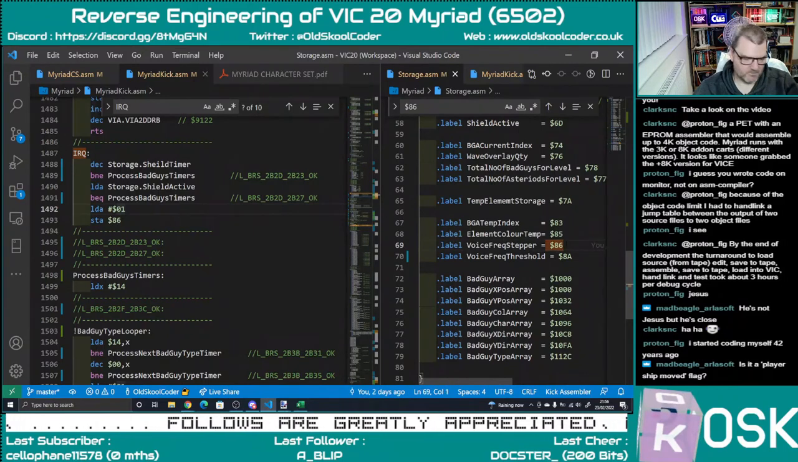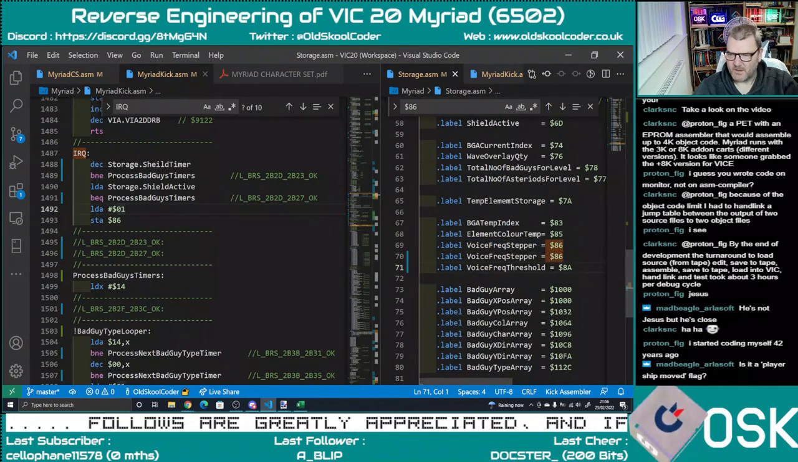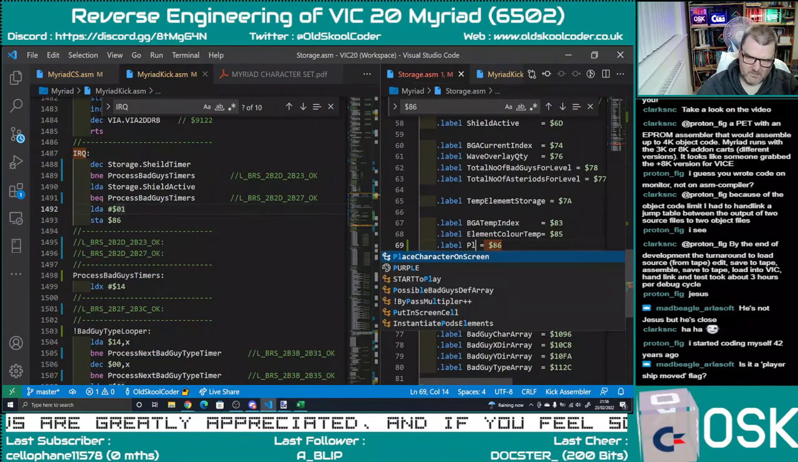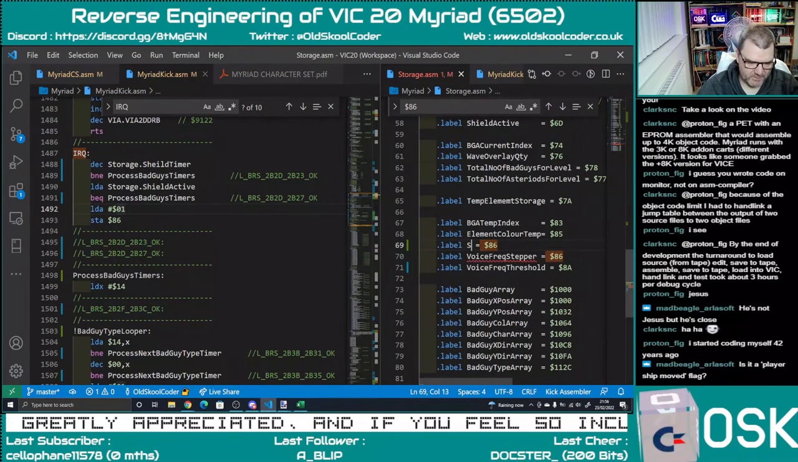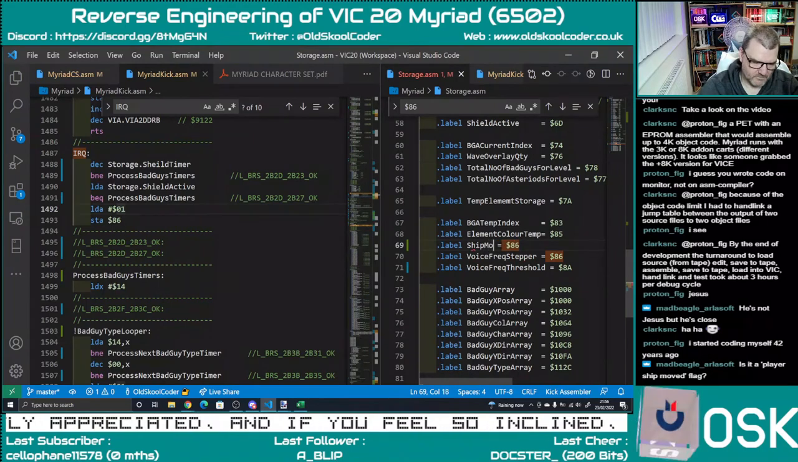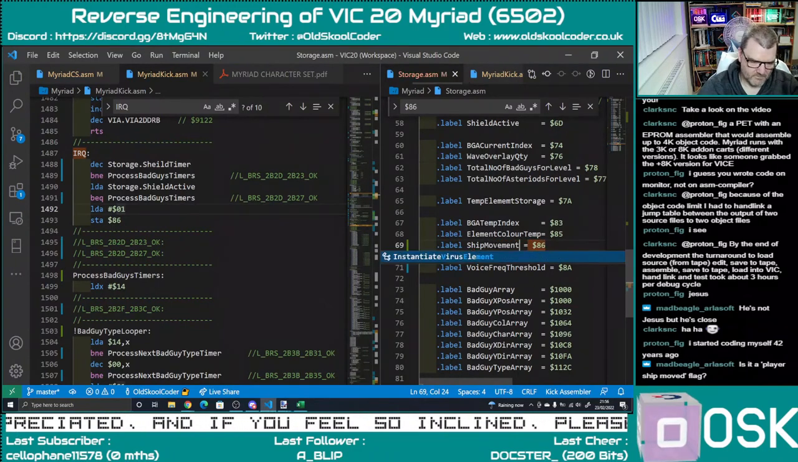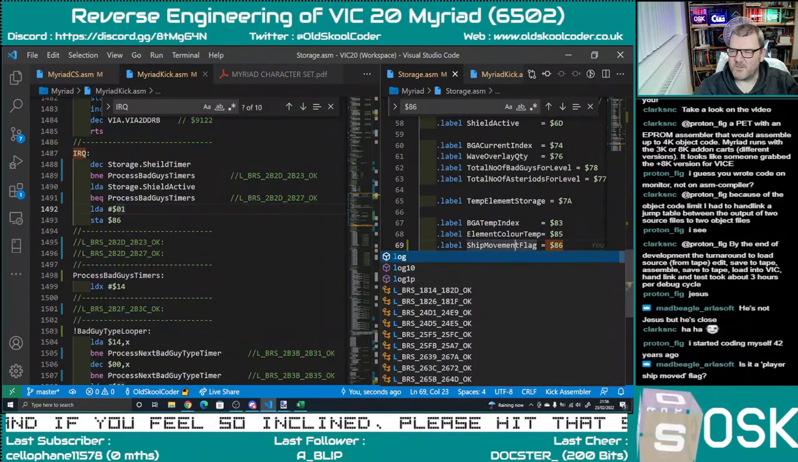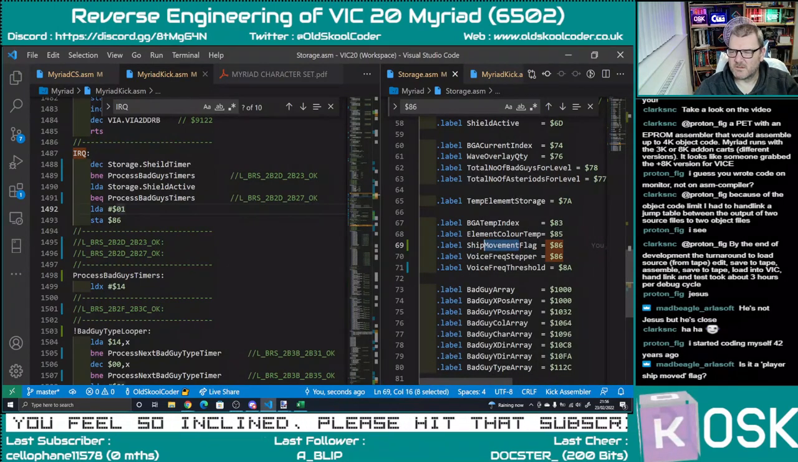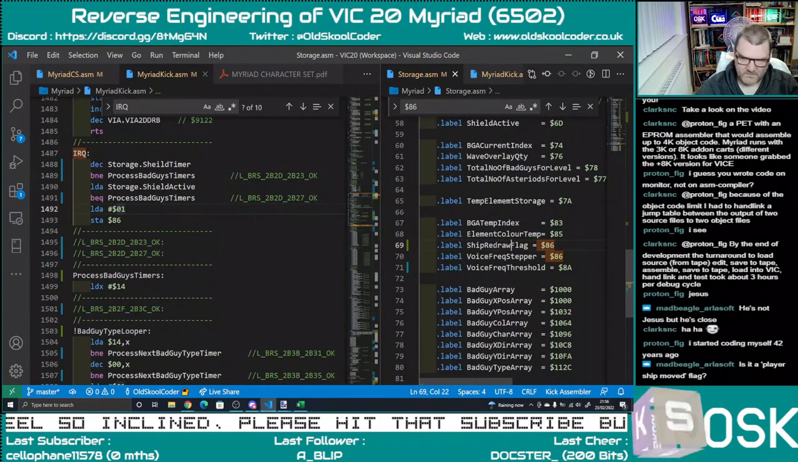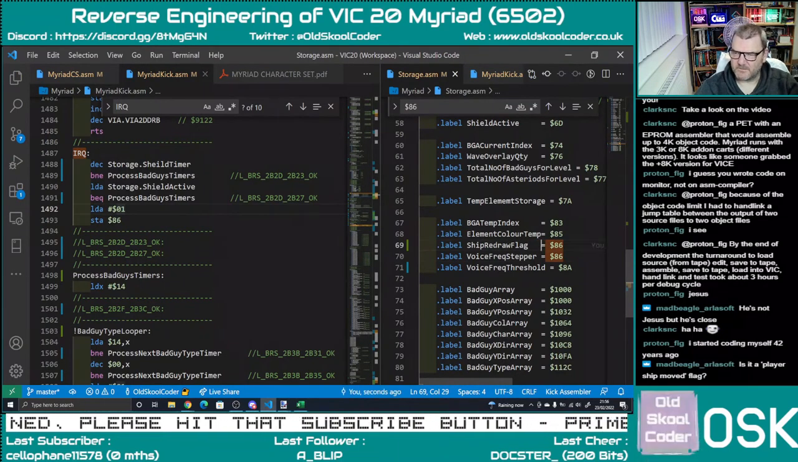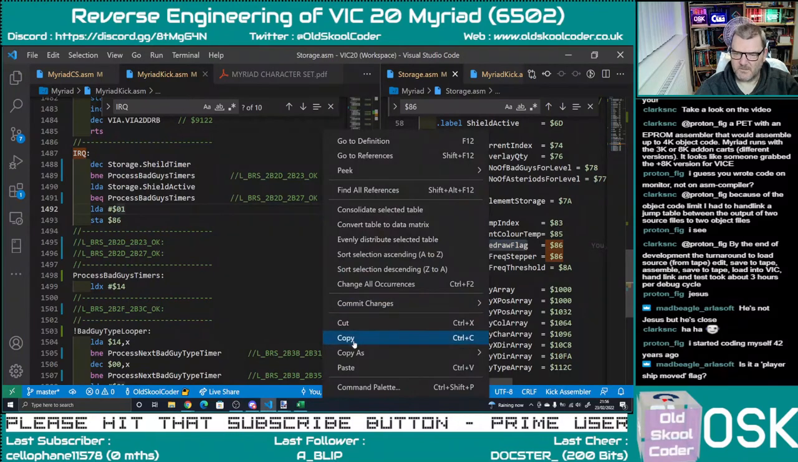Right, so ship. Well, is it a movement or just redraw? Ship redraw flag. Because that's what it's doing. Right.